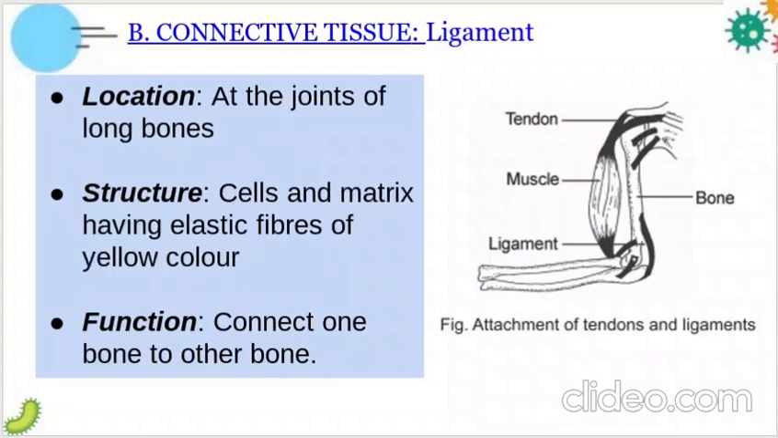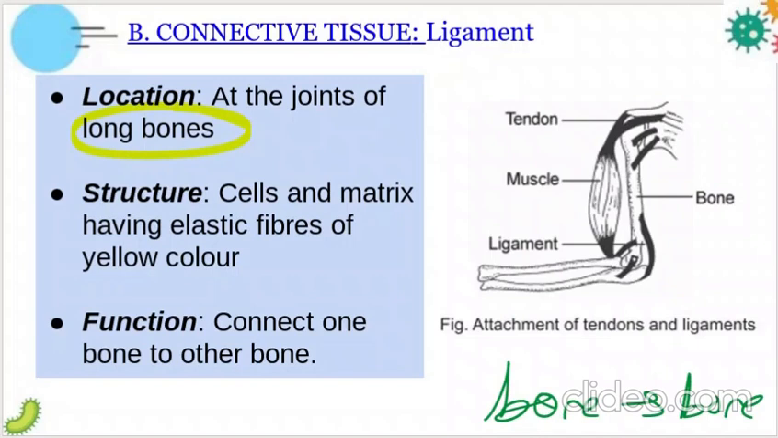So what is a ligament? Ligament connects the joints of long bones. When I have two bones, bone to bone is connected by a ligament, and muscle to bone is connected by a tendon. So cells and matrix, they have elastic fibers of yellow color. They are yellow in color and they connect one bone to others.